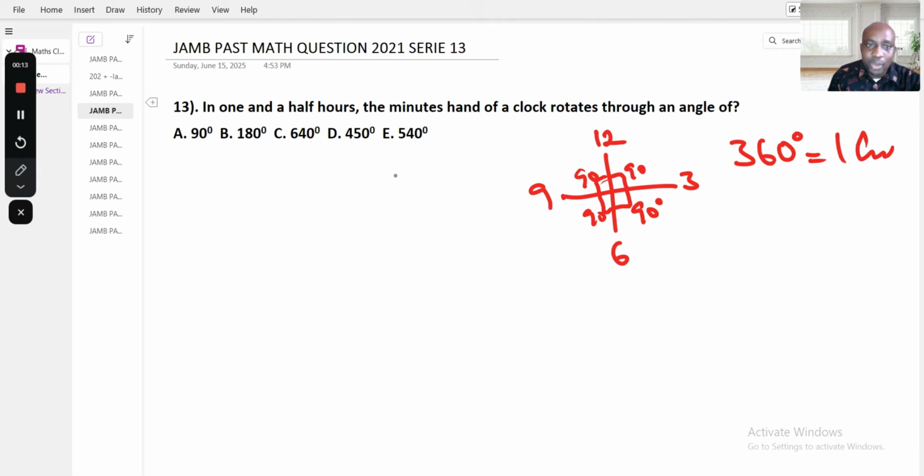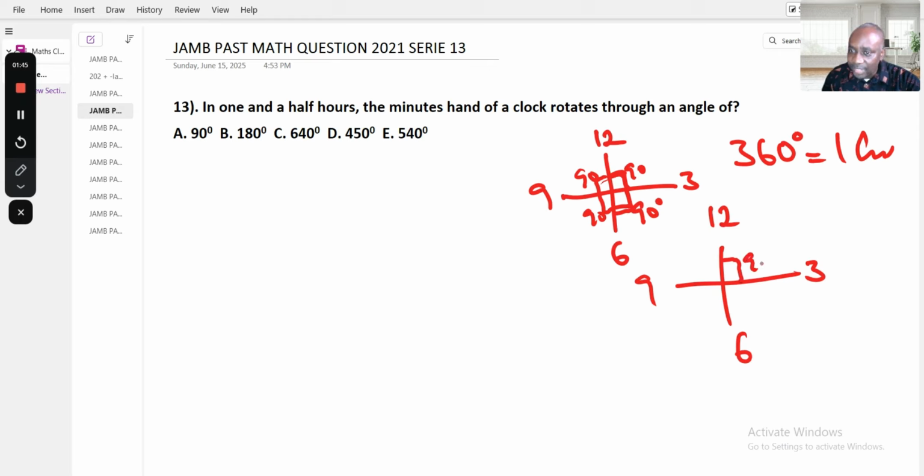Now the question says 1.5 hours. Half is represented by 30 minutes because the full hour, 1 hour, is 60 minutes. The half will be 30 minutes. From here to here, 90. Like I was saying, for us to have half of an hour is 30 minutes. This is 12. This is 3. This is 9. And this is 6. For 30 minutes, 1, 2, 3, 4. This is 90 degree, then 180. We see 180 as the total of this 30 minutes.